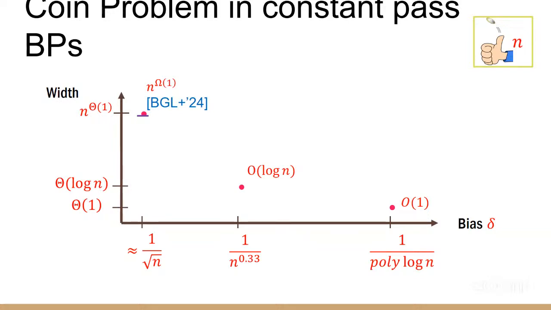This is a recent work. And the open problem that I want to mention is that we don't know what is happening in 2-pass branching programs. Maybe we can detect even smaller biases with log n width. We don't know. So it's pretty interesting to see whether the transition that happened in read-once branching programs is the same transition for multi-pass branching programs. Okay, yeah, thank you.